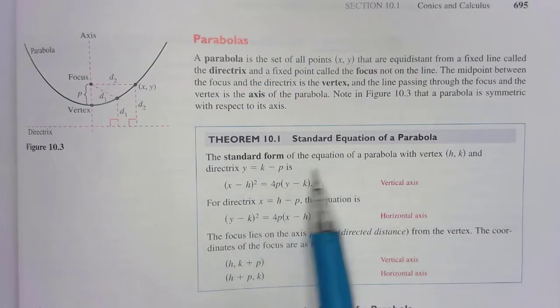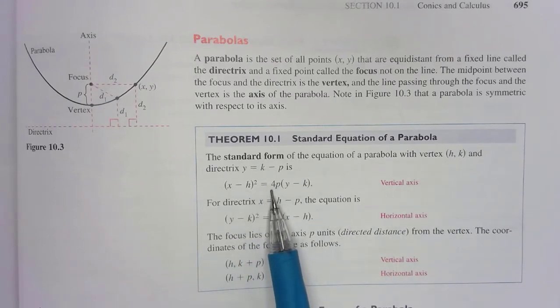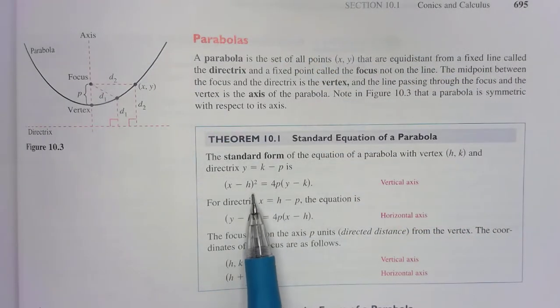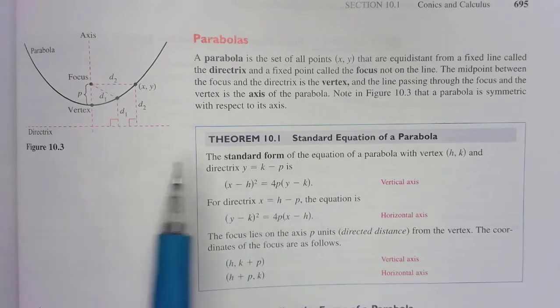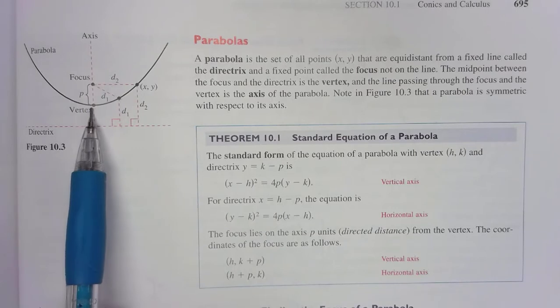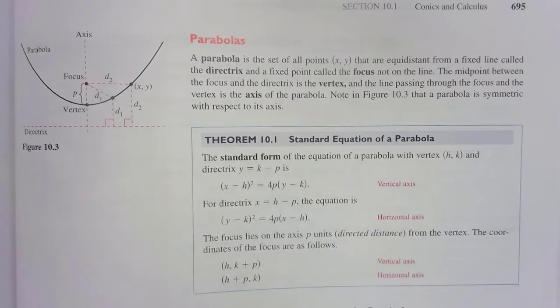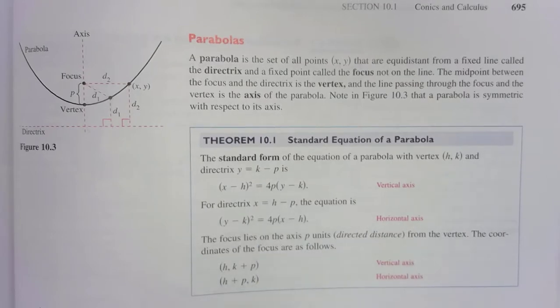So the standard form for the equation of a parabola is (x minus h) squared equals 4p times (y minus k). Let us remember, p is this length right here. This is a vertical parabola. It has a vertical axis, okay? And the directrix is the line y equals k, the y coordinate of the vertex, minus p, takes us down to there. The equation for a horizontal parabola is (y minus k) squared, again, equals 4p times (x minus h).